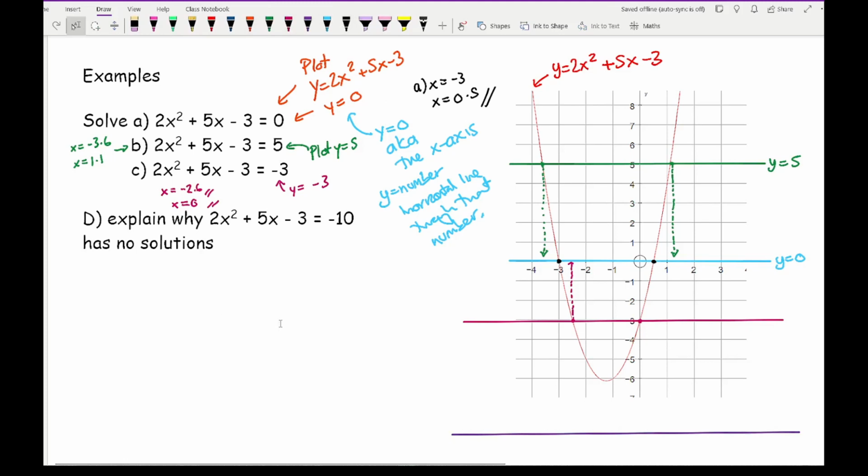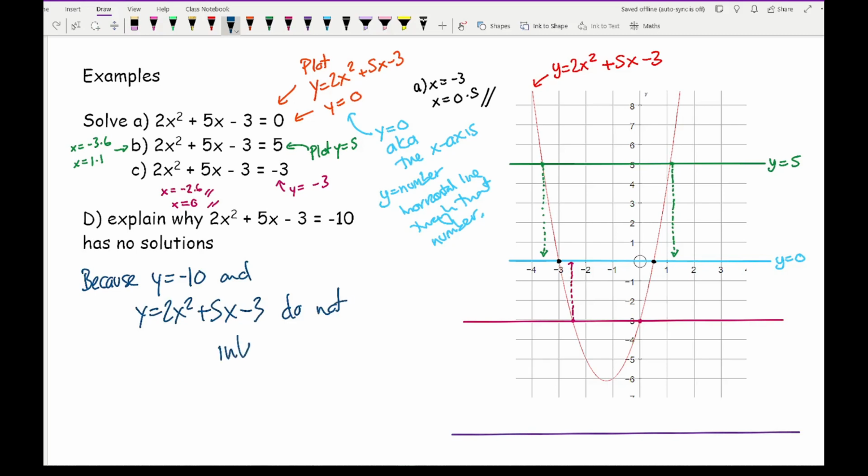So you can see here the reason why it has no solutions is that purple line and the quadratic curve do not intersect. So your answer for this would be: because y equals minus 10 and y equals 2x squared plus 5x minus 3 do not intersect. And something along those lines would be absolutely fine.